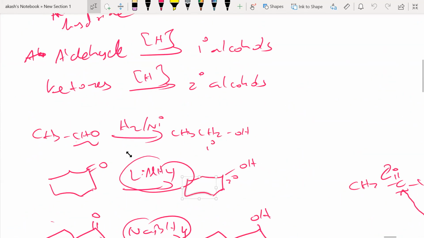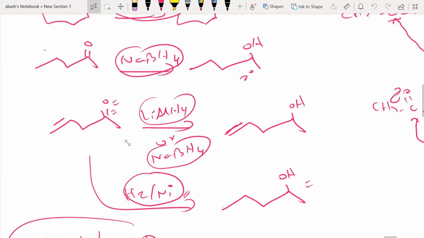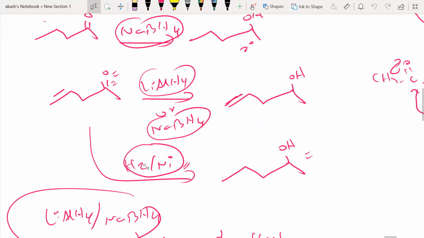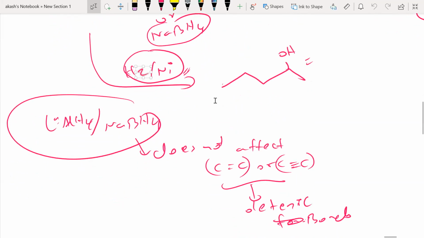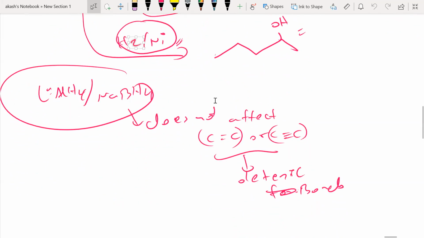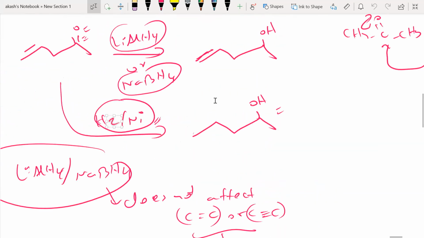I think we saw it somewhere, right? I told you that LiAlH4 and NaBH4 are not going to touch your double bonds, right? So for example, if I have LiAlH4 or NaBH4, this double bond I have here is going to stay as such. But the ketone part or the aldehyde part will get reduced. But if I use H2 over nickel as the reducing agent, then definitely both the aldehyde or ketone part as well as the double bond and triple bond part will get reduced. So the double bond is gone. That's what is written here: LiAlH4 and NaBH4 do not affect C=C or C≡C bonds, or in general they don't affect olefinic bonds, right?